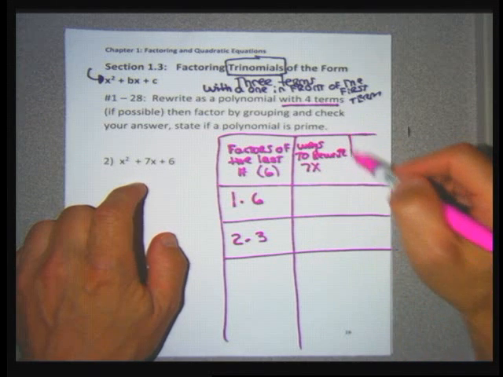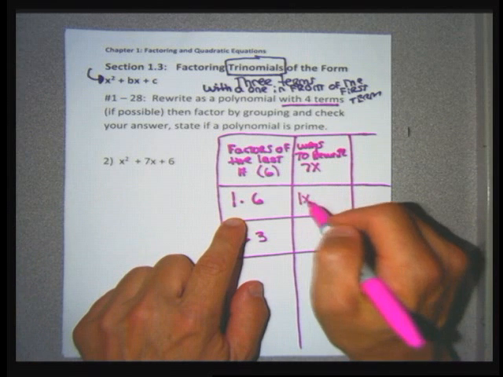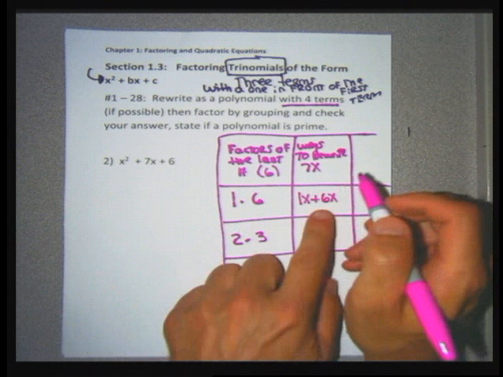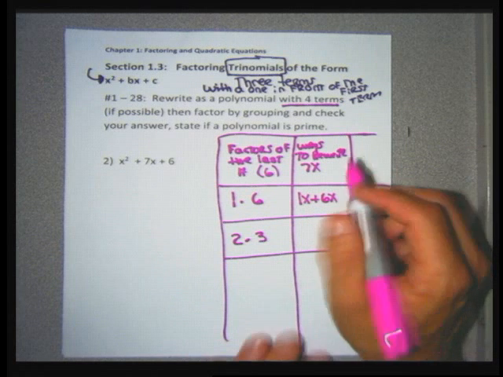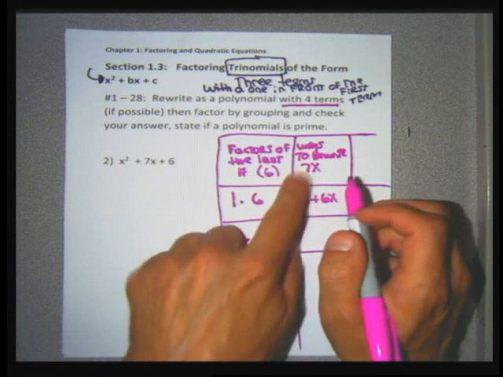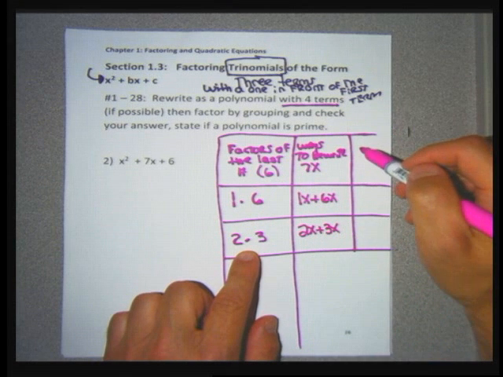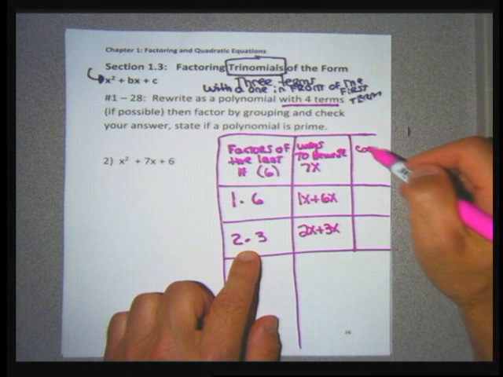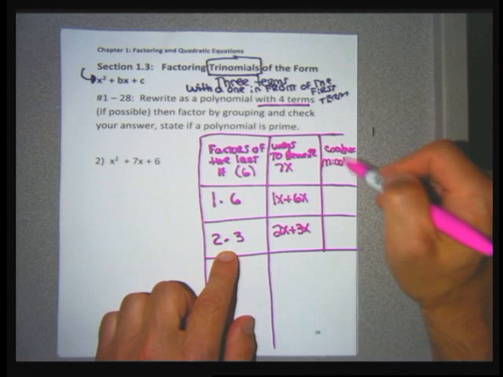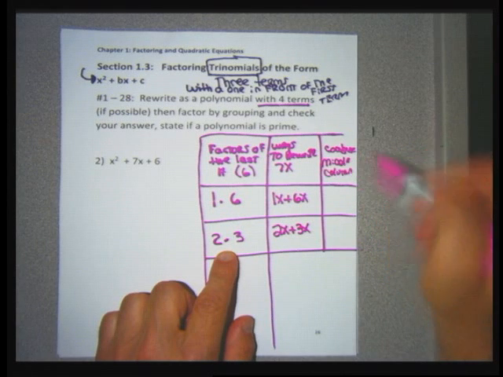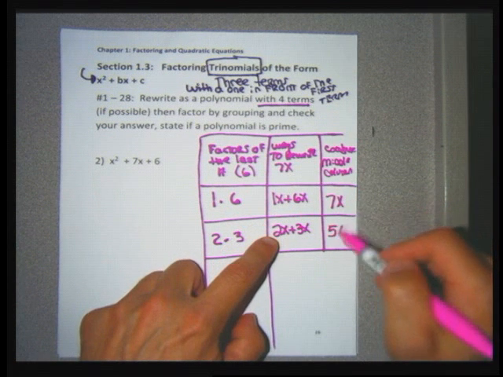7x. And the ways I can rewrite 7x are 1x plus 6x, which is the same as 6x plus 1x. Those are considered the same because addition is commutative. And the other way to rewrite 7x that might make sense in this problem is 2x plus 3x. And then I'm going to combine the terms in the middle column. 1x plus 6x is 7x. 2x plus 3x is 5x.